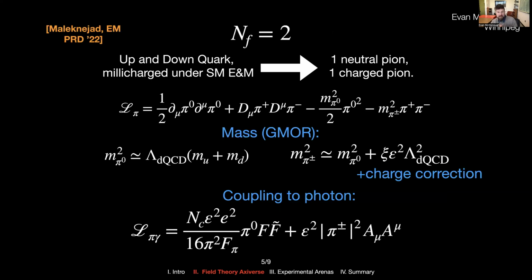So let's get to some minimal Axiverse constructions here. The first one was put forward by myself and Azadeh Mahmoudjad in 2022, thinking about just a simple setup where I have an up and down quark, like the standard model up and down, and they have some millicharge under the standard model electromagnetism. And in the confining phase, this leads to one neutral pion and one charged pion. And they have masses, which are well known. The charged pion gets a correction due to its electric charge, which scales with QCD. So whether the charged pion is evolving like a coherent scalar really depends on this competition between the millicharge and the QCD scale. And I get couplings to the photons, both of the neutral pion, the pseudoscalar, and of the charged pions.